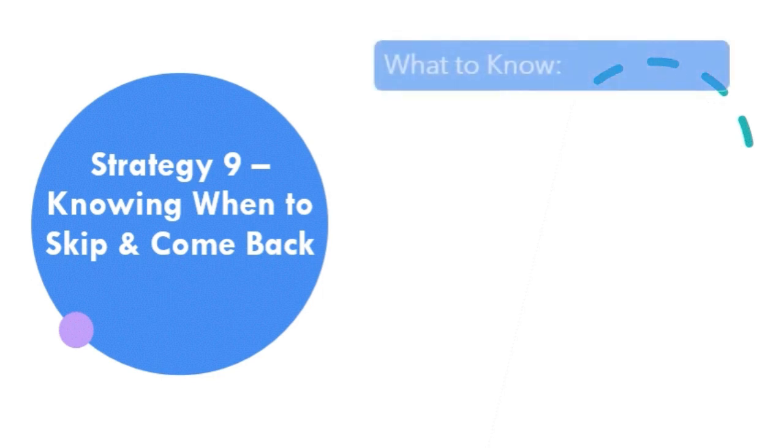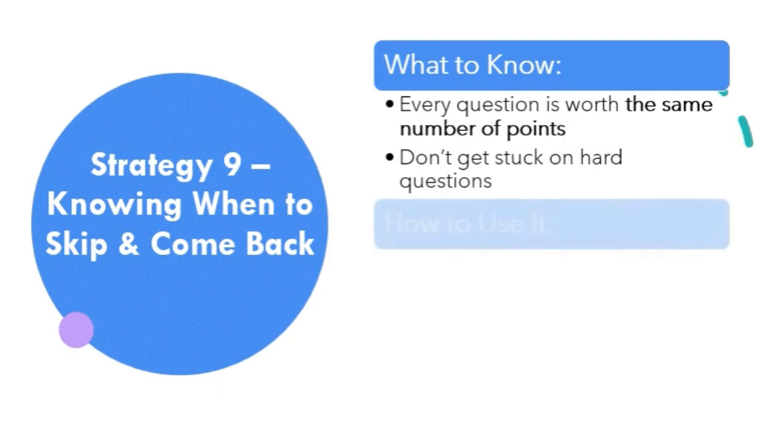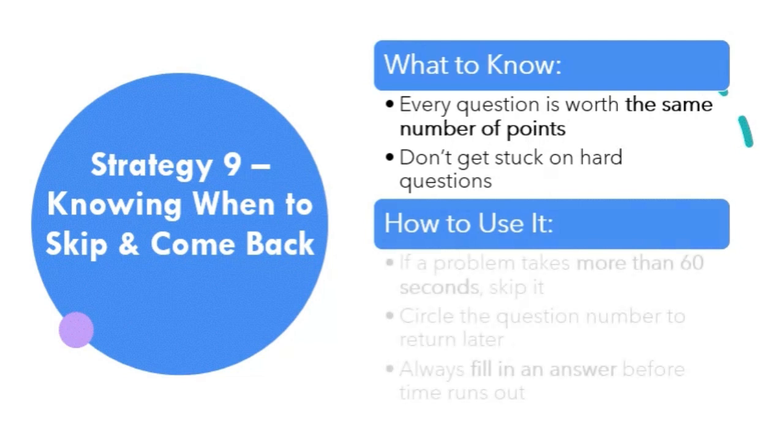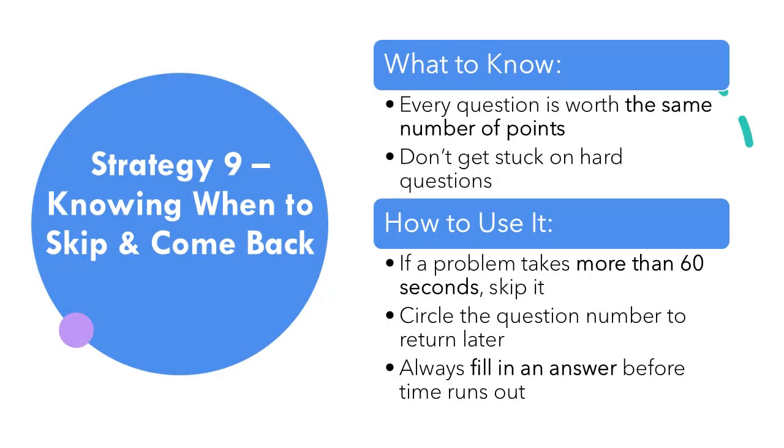Strategy 9. Knowing when to skip and come back. Time is of the essence, and sometimes the best strategy is to not waste time. Every question is worth the same amount, so getting stuck on a tough problem could cost you time for easier ones. Here's how to handle that. 1. If a problem is taking more than 60 seconds, just skip it. Seriously, don't get caught in a time trap. 2. Circle the question number so you can come back to it later if you have time. 3. Always fill in an answer before time runs out, even if you have to guess.